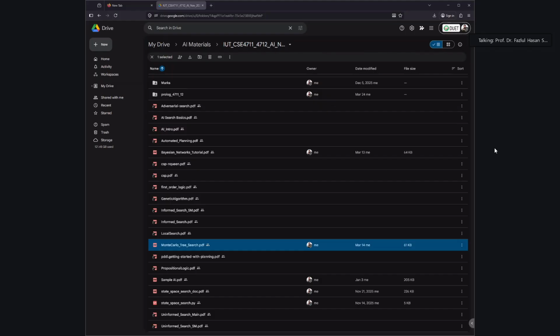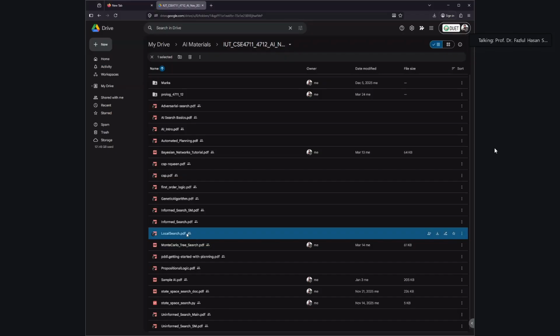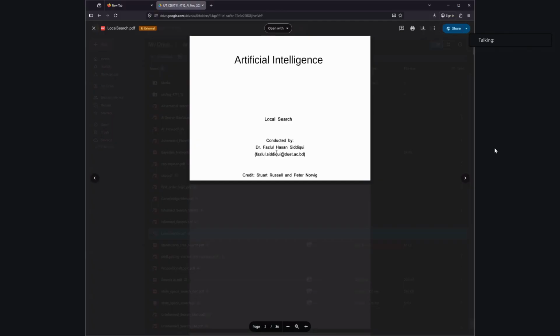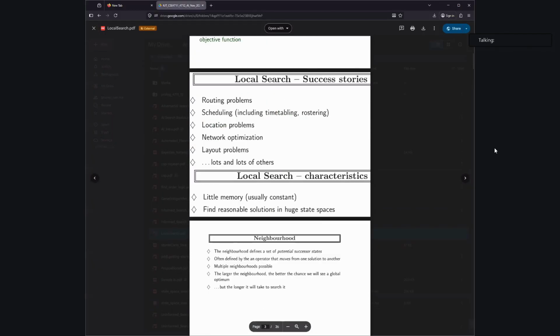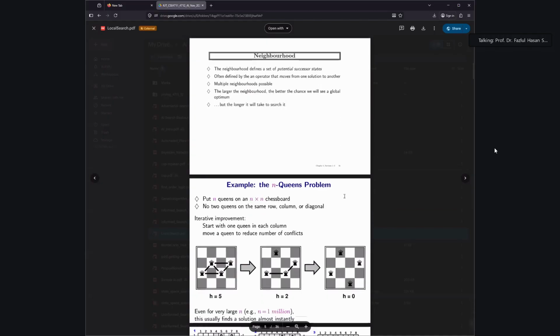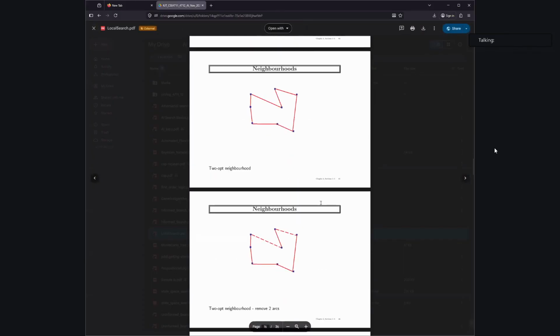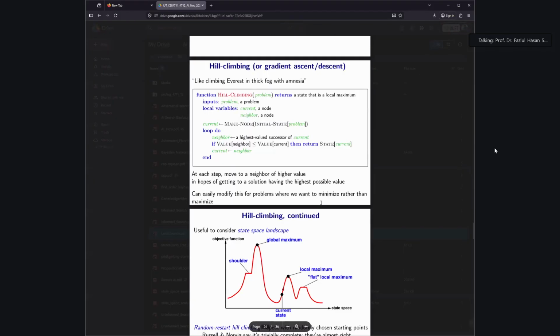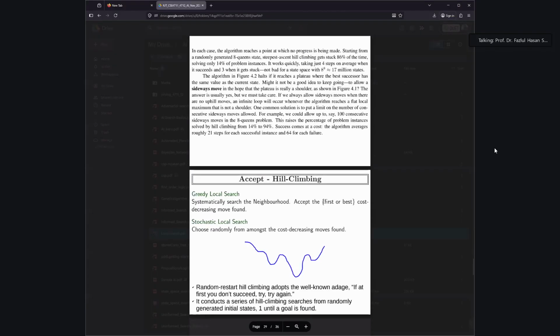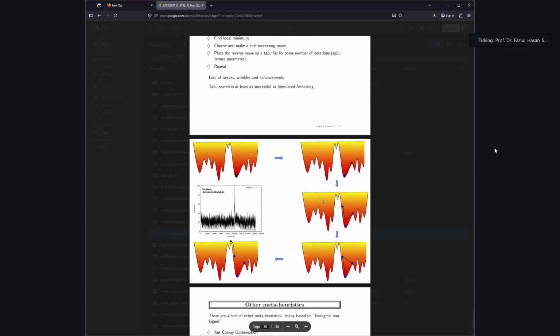Okay. Regarding the local search, here is the slide. Local search. If I'm not wrong, I have already covered the whole part. This is not that big, even though there are some animations. So in the local search you will get one question plus minus.